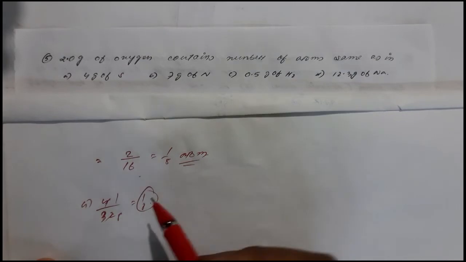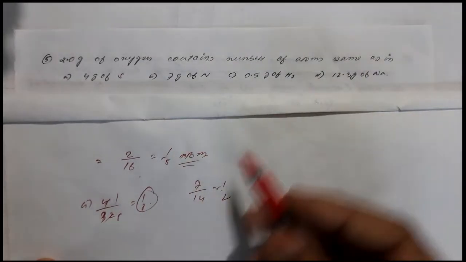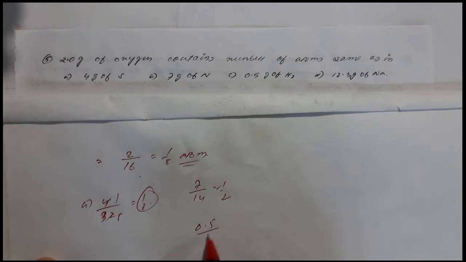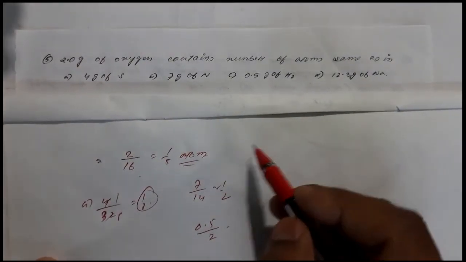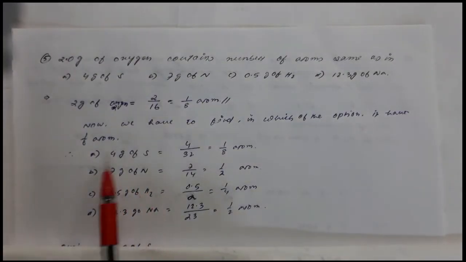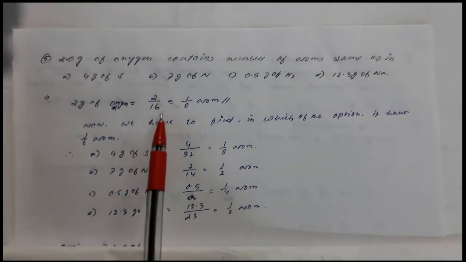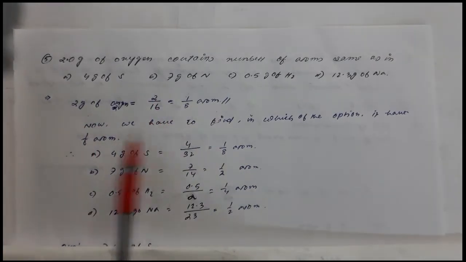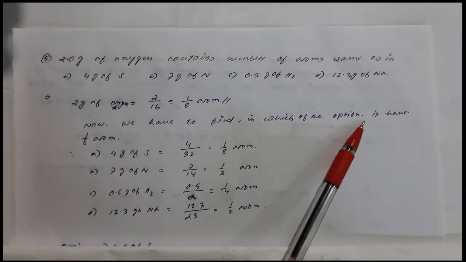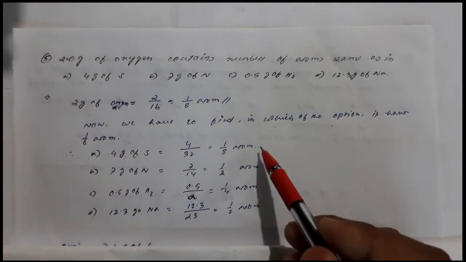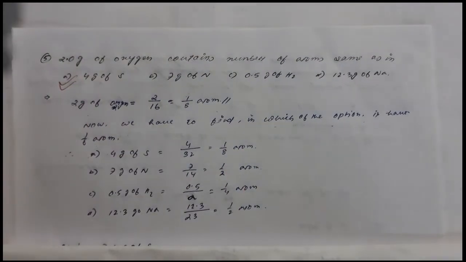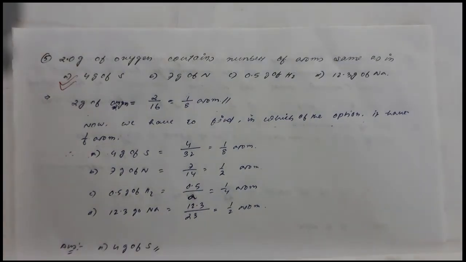So definitely it will have, because in the case of nitrogen and hydrogen, it's 0.5/2, so equal to this. That means our 4 gram of sulfur will also have 1/8 atom. You can have a look at the solved part here. I have solved for every portion. 2 gram of oxygen equals 2/16 equals 1/8 atom. We have to find in which option we have 1/8 atom. It is contained only by sulfur, so this is the correct answer. I am writing the answer here, you can have a look very carefully.